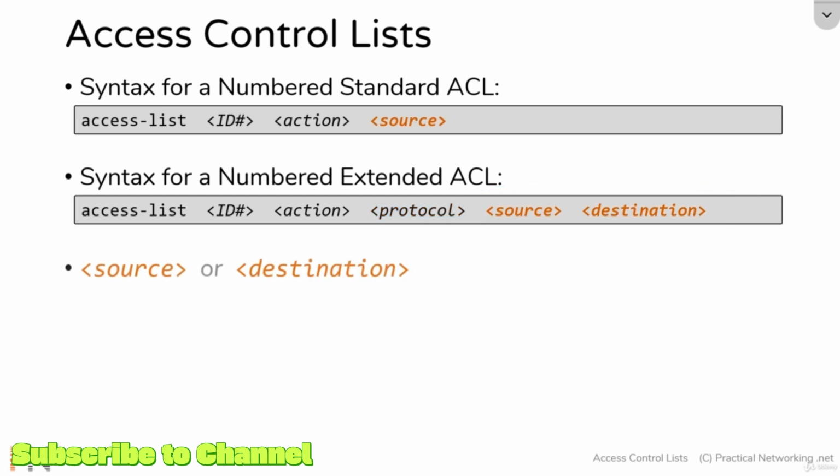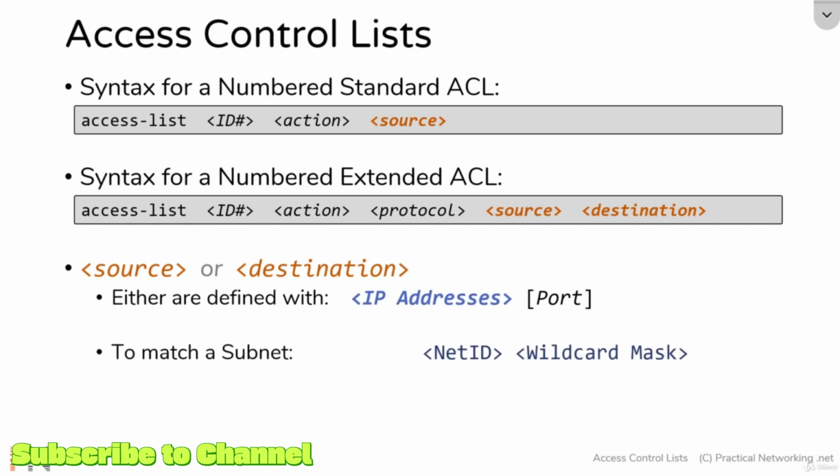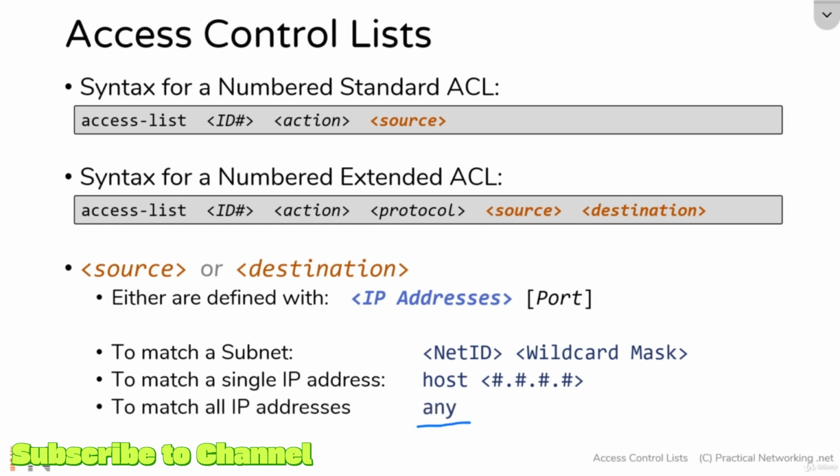Which finally brings us to the last three fields. Now the source in a standard access list and the source or destination in an extended access list are specified using the same syntax, so we can talk about all of them at the same time. These fields follow this syntax. You must specify some sort of IP addresses, and you may specify ports. Now to specify IP addresses, you would use this syntax. To specify a single subnet, you would specify the network ID and then the wildcard mask. To specify a single IP address, you would use the keyword host and then list the IP address. And then finally, to specify all IP addresses, you would simply use the keyword any.